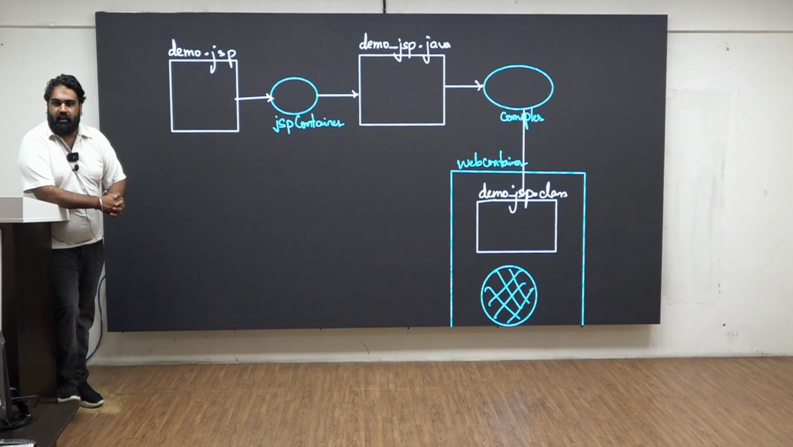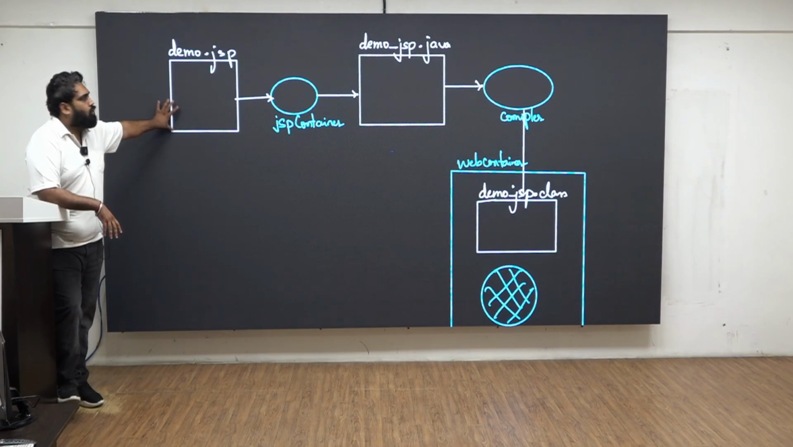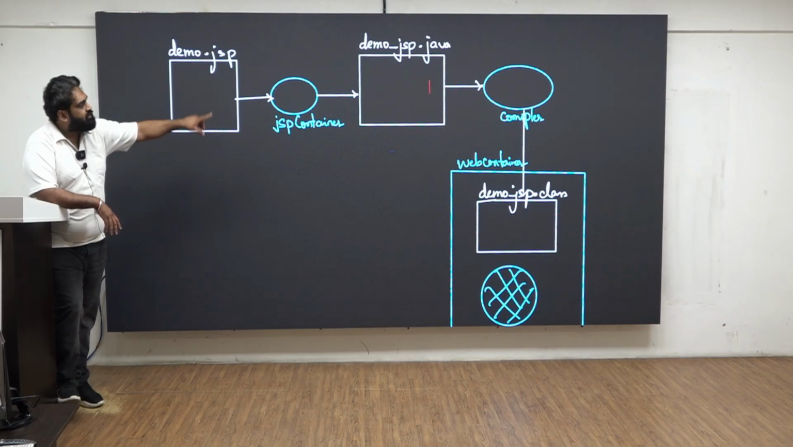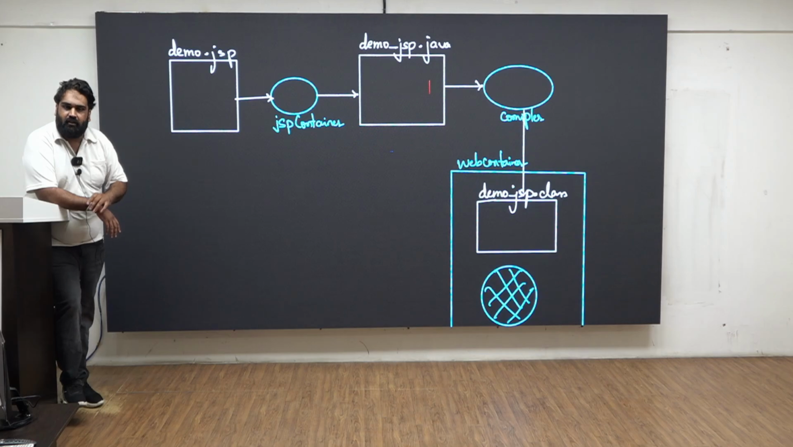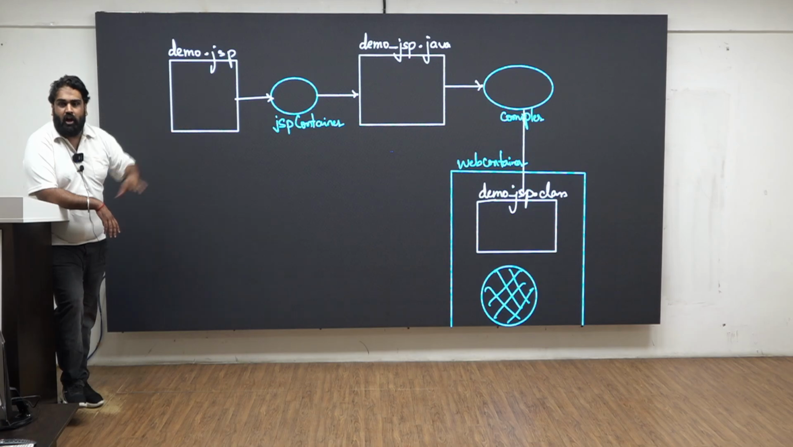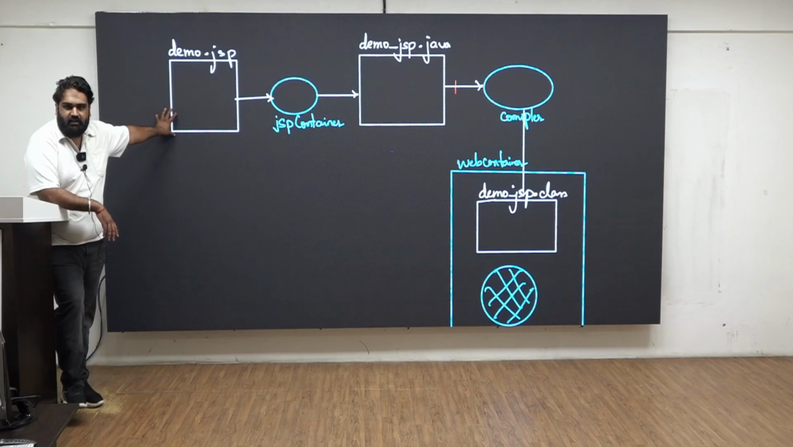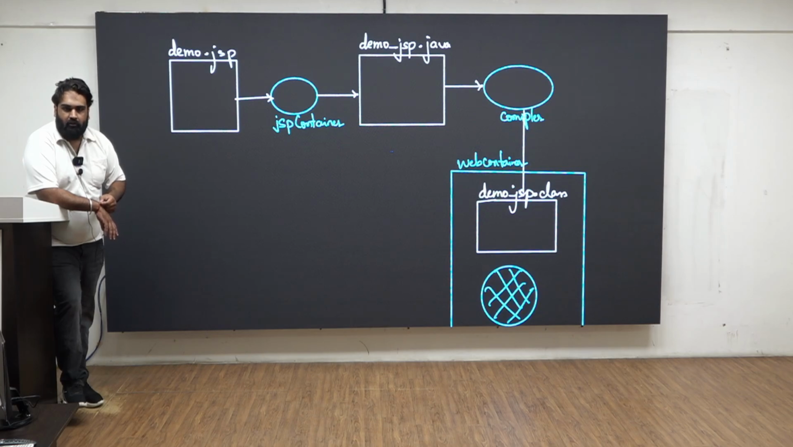Sir, you are telling me that whatever code I have written in demo.jsp is converted to a .java file. Yes or no? If it is converted to a .java file, it should be present somewhere. Will you agree with me? If a JSP file is converted to a Java file, it should be present somewhere. Where is all this happening?